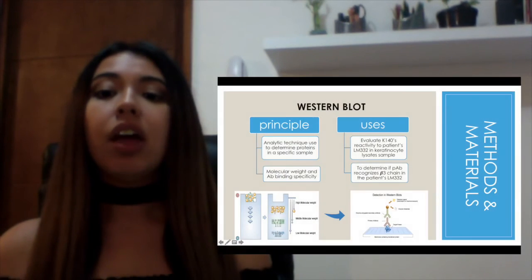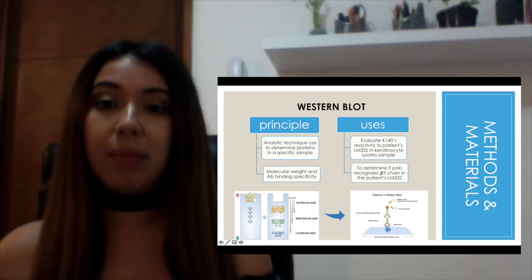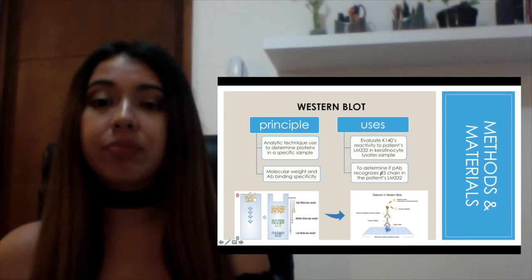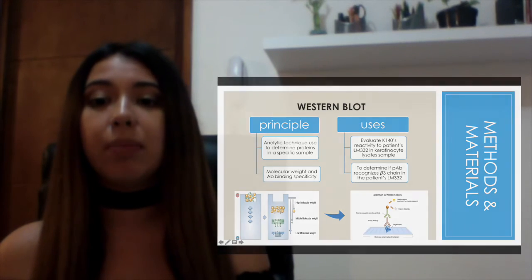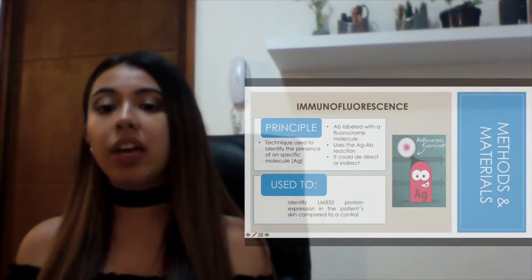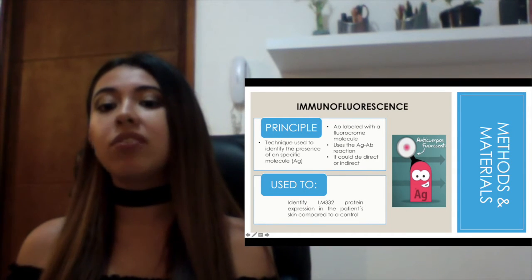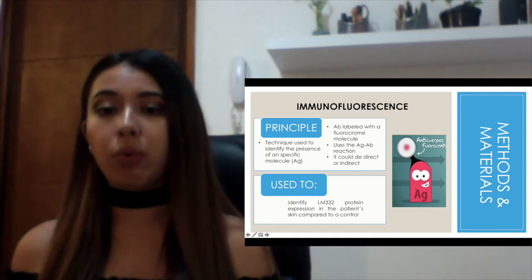In the study, they used Western blot to determine K140's reactivity to the patient's laminin in comparison to a control and another patient with an LG domain mutation. They also used polyclonal antibodies to see if they would recognize the beta-3 chain in the patient. Another technique was immunofluorescence, which is based on the use of a specific antibody conjugated with a molecule of fluorochrome.